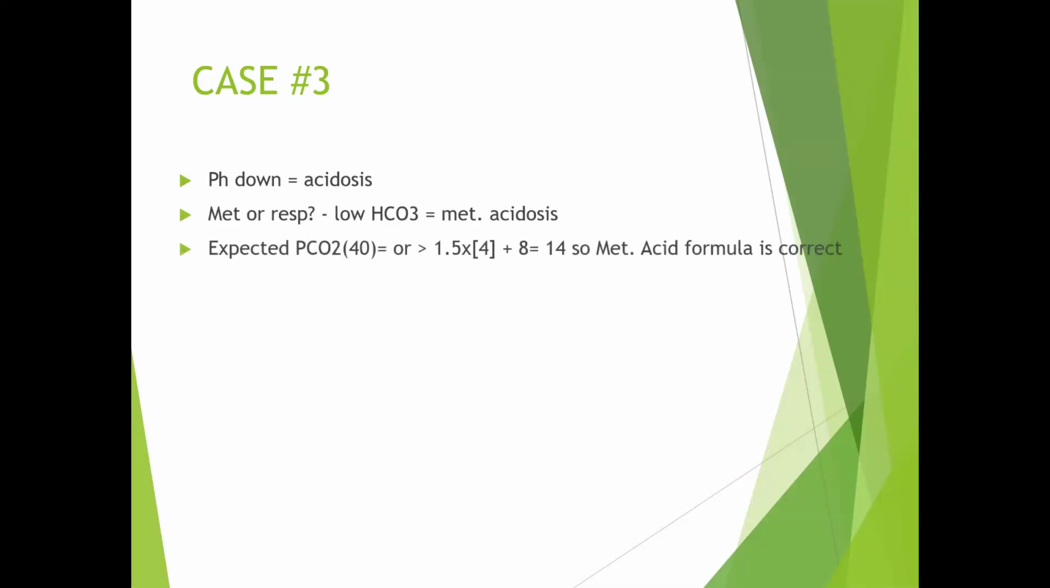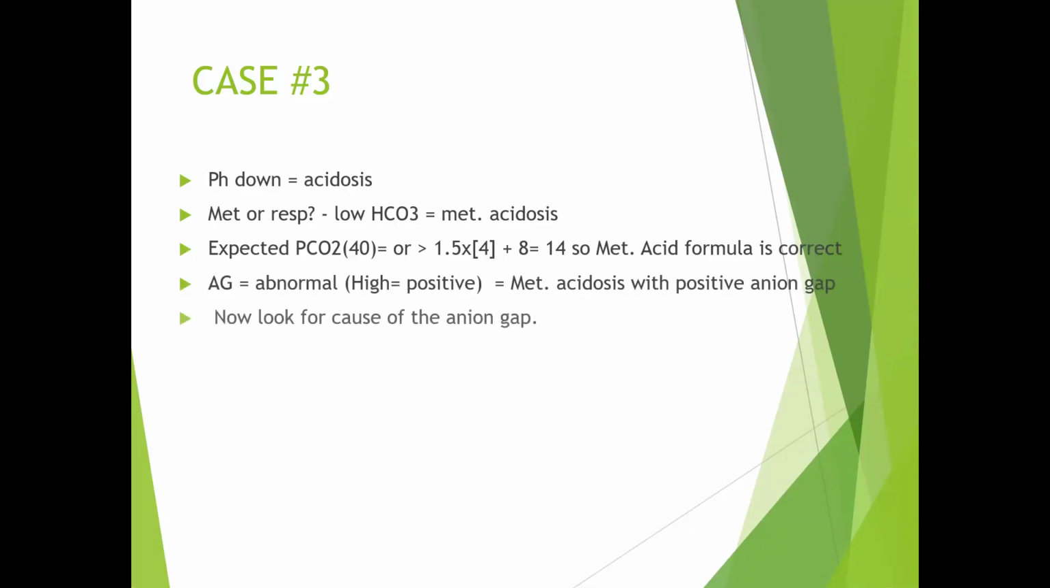Case 3. pH down, acidosis. It's a low bicarb prominently, it's a metabolic acidosis. The formula will work. If you choose to use it, it's on your exam. Anion gap is high, mud pilers. Now look for the cause, what? I think it's on a separate page that Susanna gives you. I think that's what she likes to do.